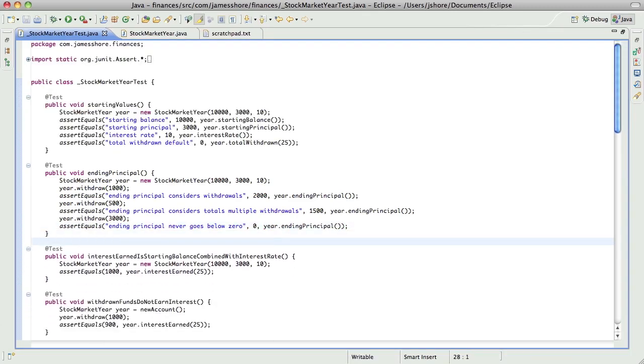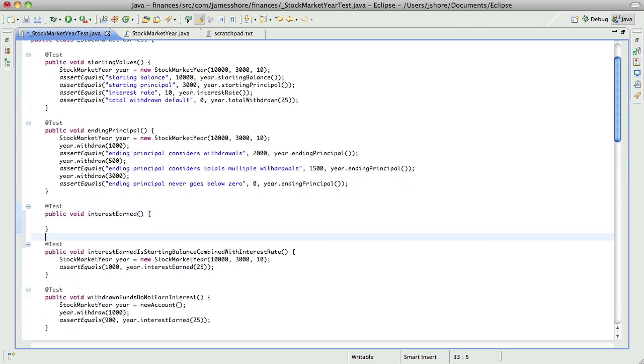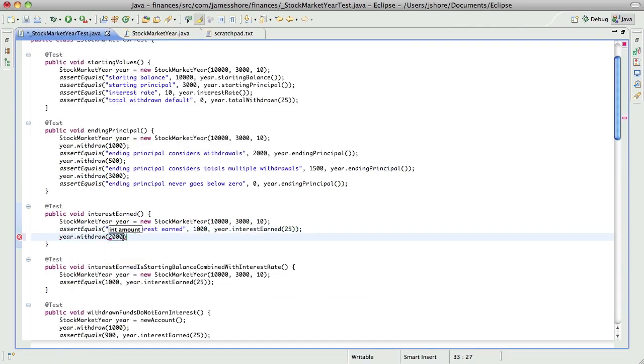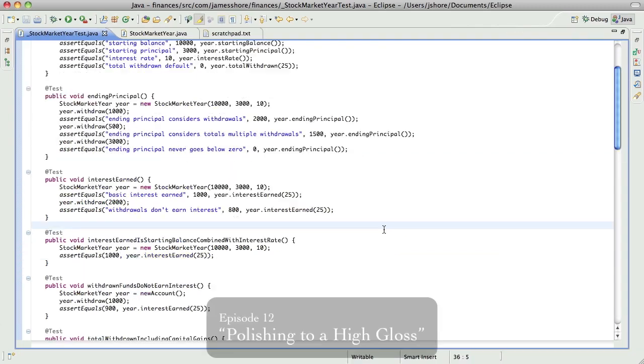Okay. Now let's look at interest earned. By the way, one of the things I'm trying to do here is use the same constructor in every case, so I can factor that out. So interest earned is starting balance. We expect to see 1,000 because we have 10,000 starting balance. Now let's say that it doesn't include withdrawals. Withdrawals don't earn interest. So we got this up here.